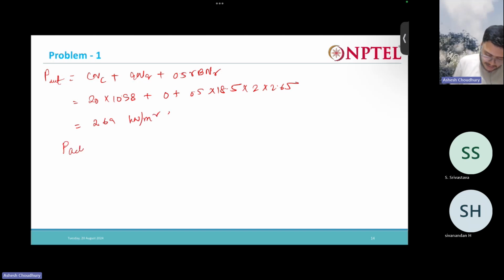What is the P acting? Acting is the weight of the total block. 18 into 6 plus 10 is the surcharge, it is there, so 118.